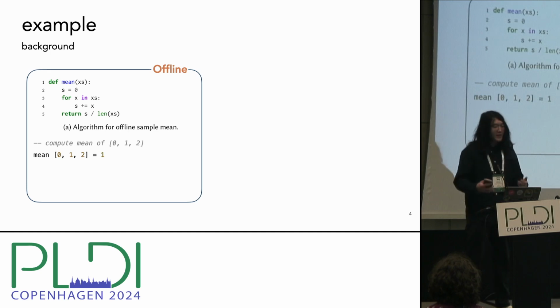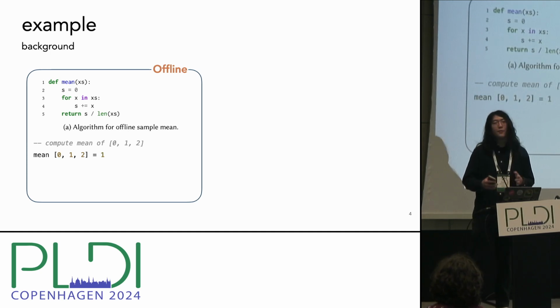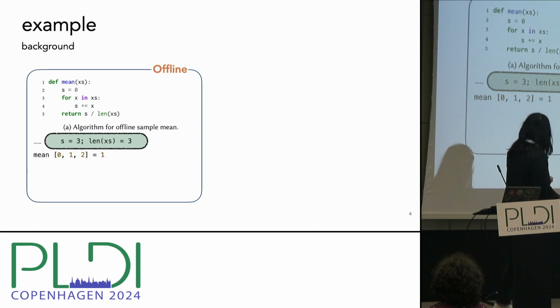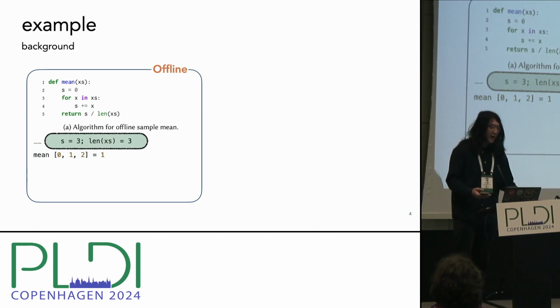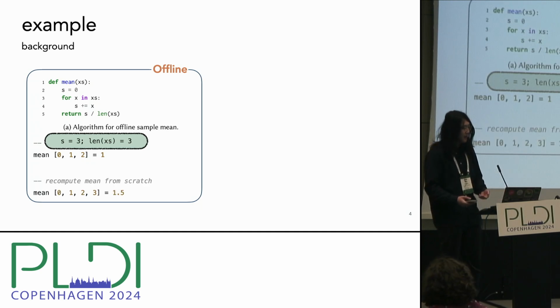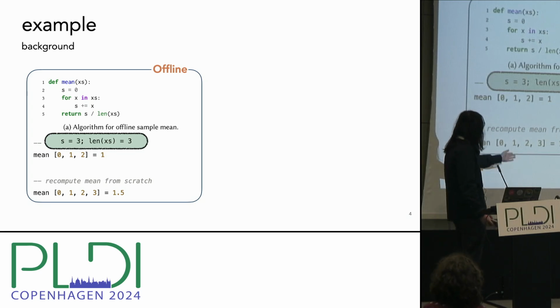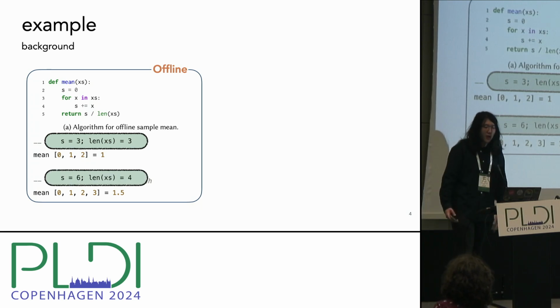Here's an example of an offline algorithm computing a simple mean. Let's say we want to compute the simple mean for 0, 1, 2. We know the answer is 1 because we first compute the summation, 3, and divide by the length of the list, 3. If the list is updated with a new item 3, then we need to recompute the sum and length all from scratch.